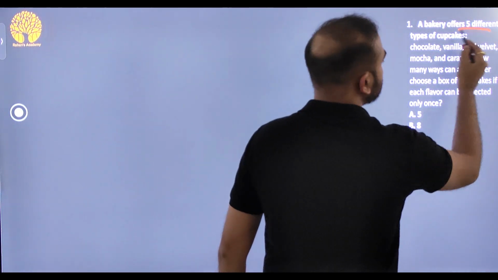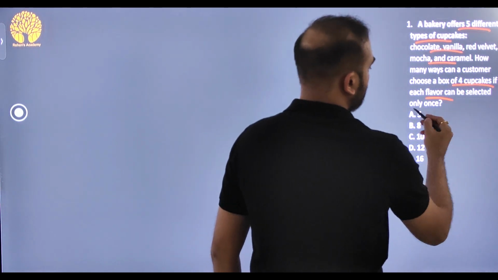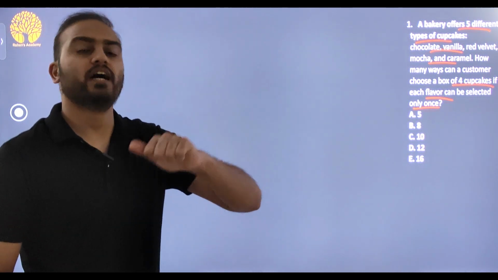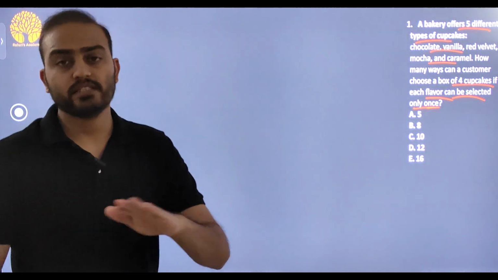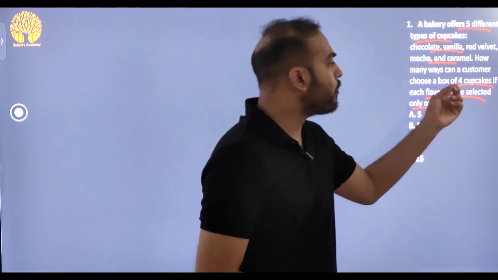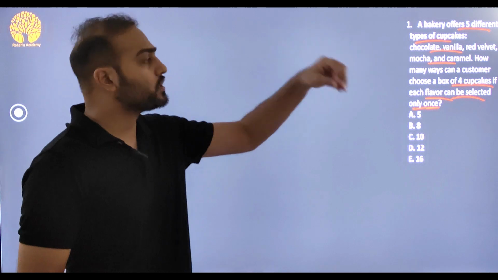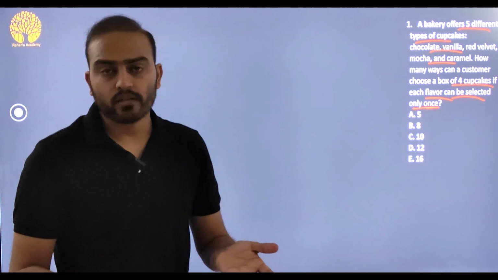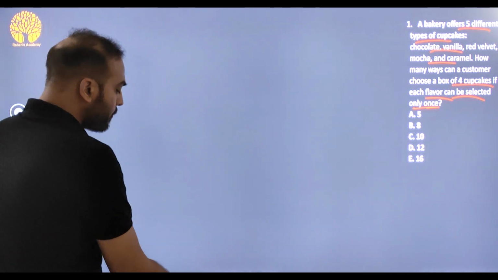So we have a bakery that offers 5 different types of cupcakes. These are the 5 types. We want 4, and each flavor can be selected only once. Remember, the first step that we do is check whether repetition is allowed or not. Clearly it says each flavor can be selected only once. That means repetition is not allowed. Does the order matter? Now think about it. You are going to box 4 cupcakes, right? You are going to parcel or pack 4 cupcakes. Does it matter whether you say first I'll have chocolate then vanilla, or vanilla then chocolate? The order does not matter. So since repetition is not allowed and order does not matter, that is why we go for combination here.